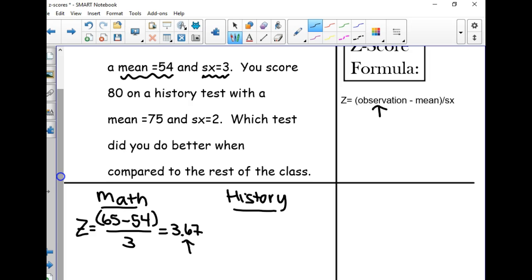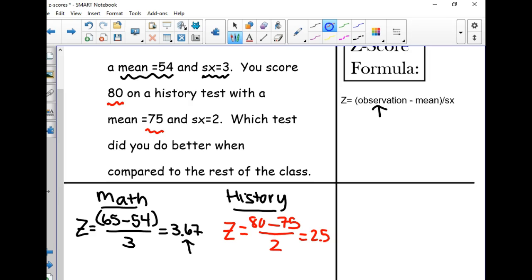Now let's look at history. In history, I got an 80. So my observation is my 80, minus my mean of 75, divided by 2. 80 minus 75 is 5. 5 divided by 2 is what? 2.5. Am I doing well in history? You could be. Well, if it's normal data, it's above 2. So yeah, I'm doing well.